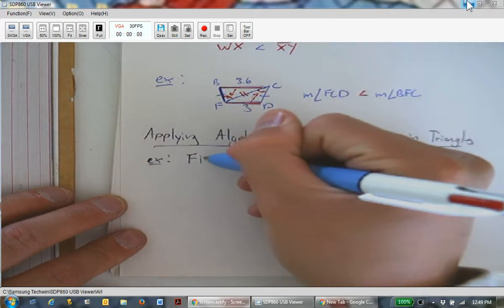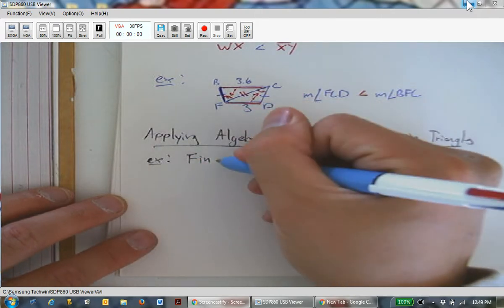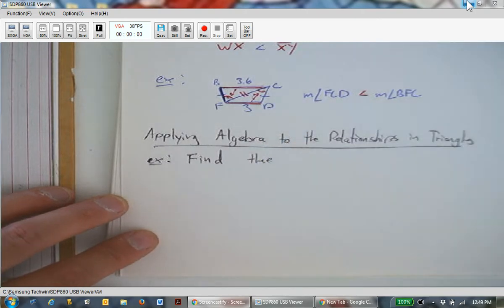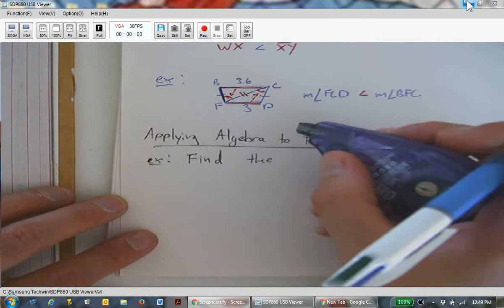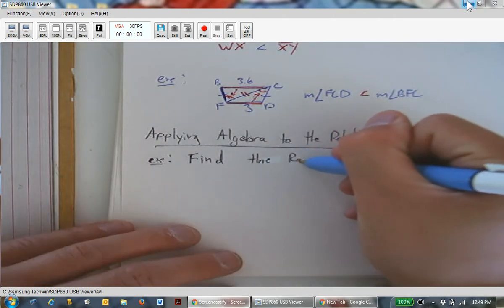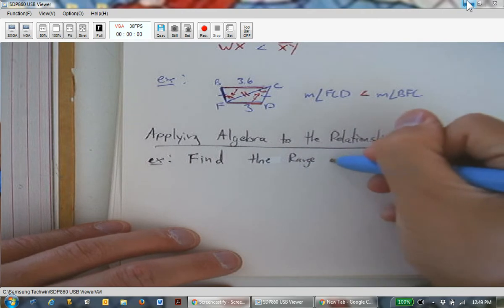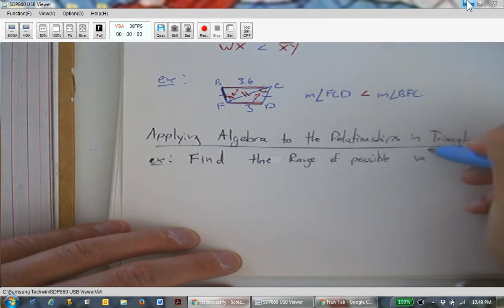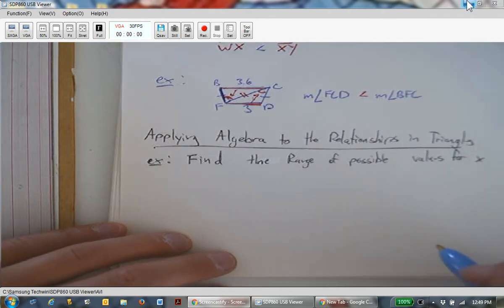It's going to ask you something odd. It's going to ask you to find the range of possible values for x. What do you mean by that?